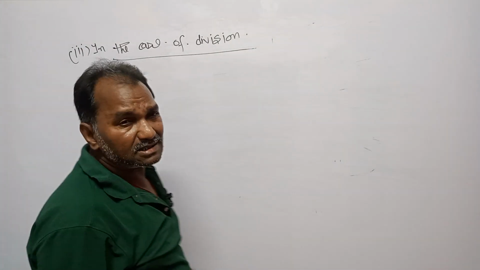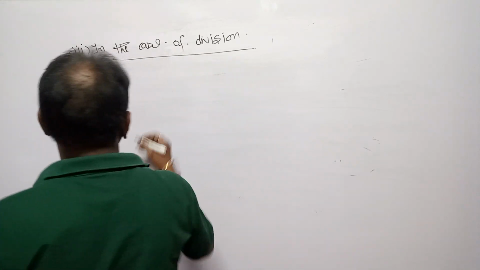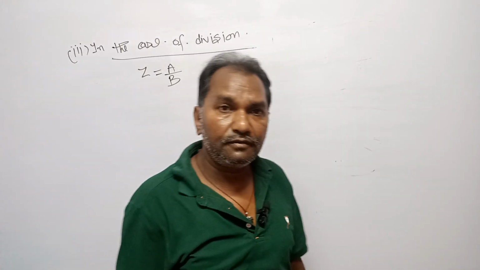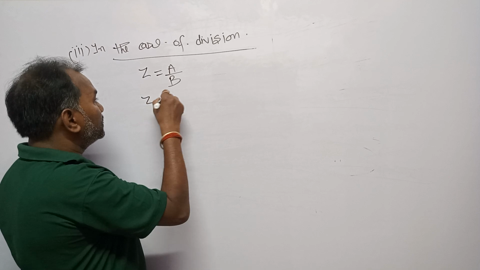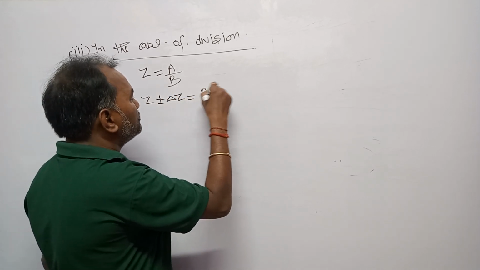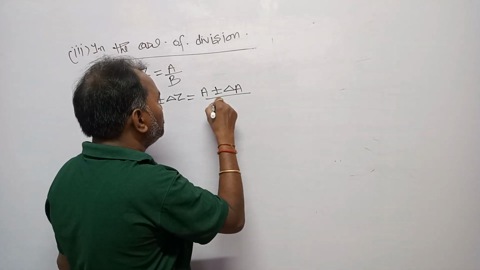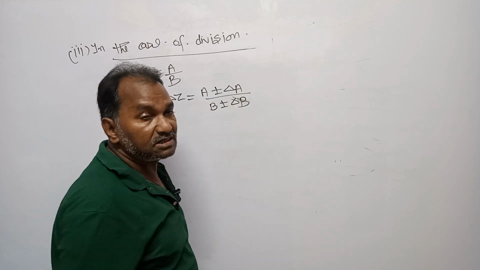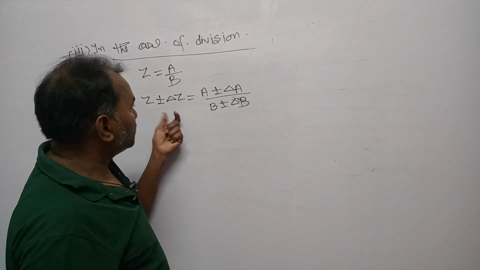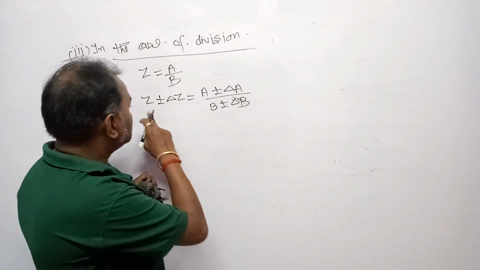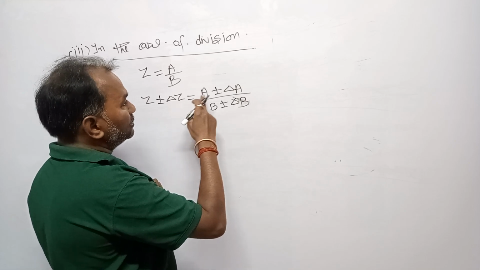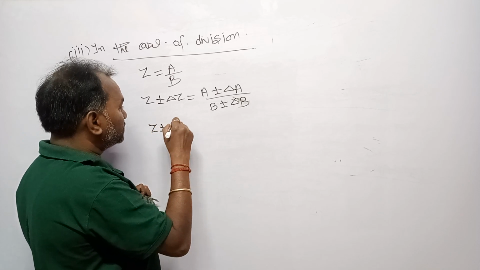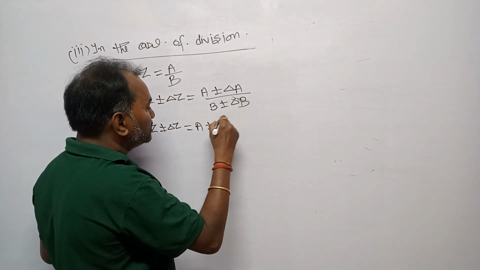Next one is in the case of division. Dear students, let a physical formula be Z = A/B. Now write down this formula with the error. It will be Z ± ΔZ = (A ± ΔA)/(B ± ΔB). Nothing we have done; our formula was given Z = A/B, then we write down this formula with the error. Now Z ± ΔZ = (A ± ΔA)/(B ± ΔB).